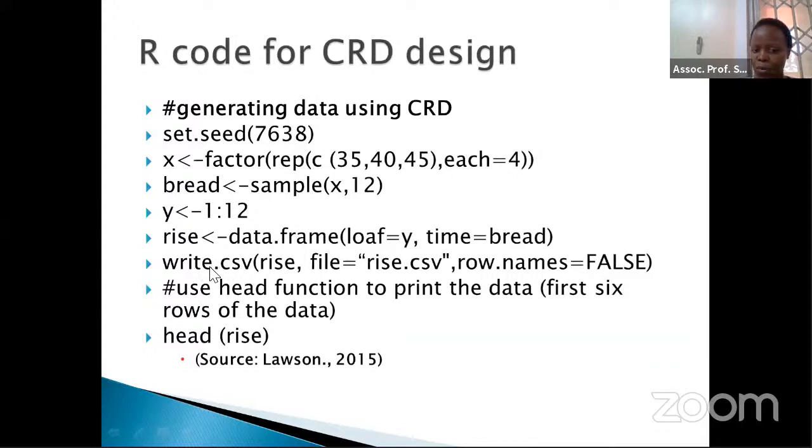Okay, so this is the write command which you've already seen. Raise is the object from the previous line. File, we call our file raise CSV. The rows equals false. We use the head function to print out the first 6 rows of the data. And I got this source. Remember always when you're writing these things to quote where you got them. So I got it in Lawson 2015. It is actually a very good reference for those doing experimental design. It has lots of experimental design there, so you can always refer to that book wherever you can.